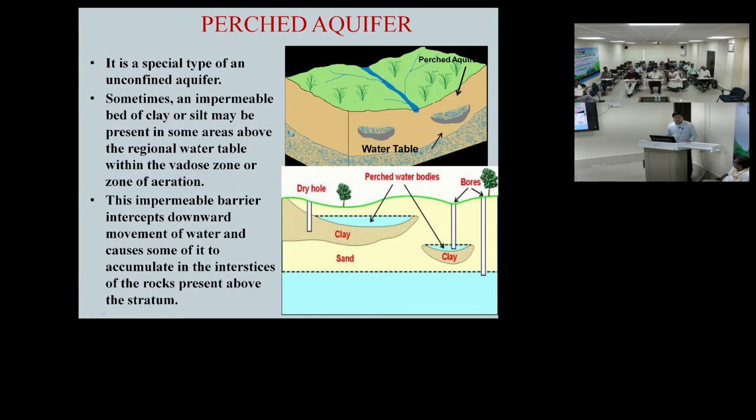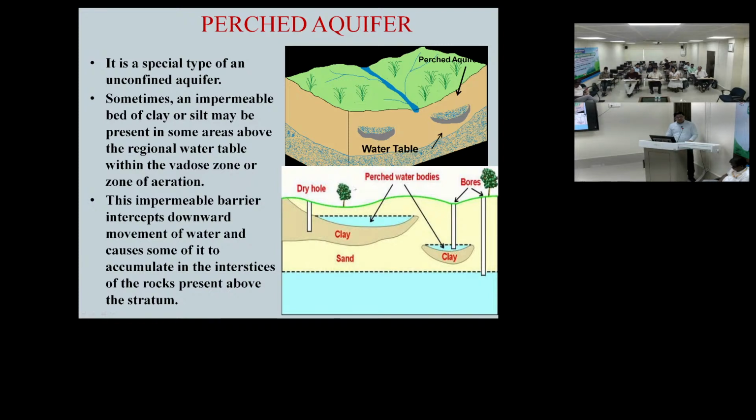Now there is another called perched water, a perched aquifer. It is a special type of unconfined aquifer only. Sometimes an impermeable bed of clay or silt may be present in some areas above the regional water table. Suppose this is the well hole, and this is the actual water table. But beneath the surface of the earth, nothing is uniform. Sometimes a clay bed might come out, and above the clay bed, in a smaller area there is a sand area. So you can see there's a perched water body, because you can find water.